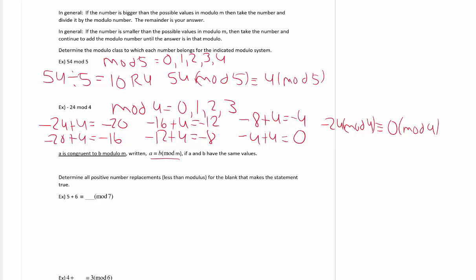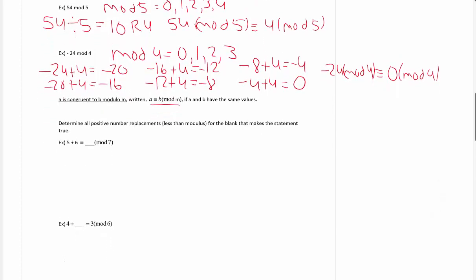So I wanted to be able to determine all positive number replacements for the blank to make the statement true. So I want to figure out what 5 plus 6 is in mod 7. Now remember, mod 7 contains 0 through 6. So my final answer's got to be one of these values.